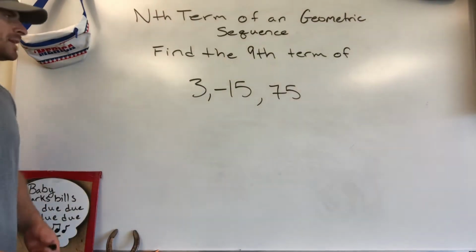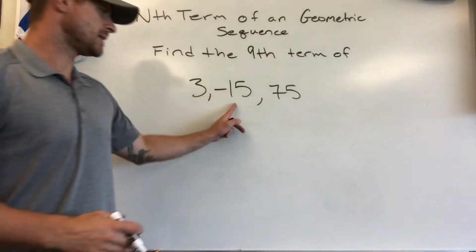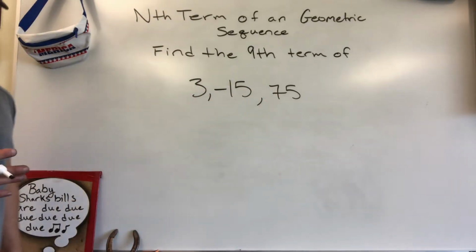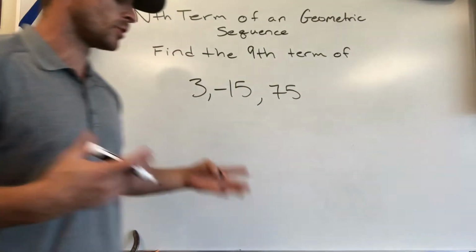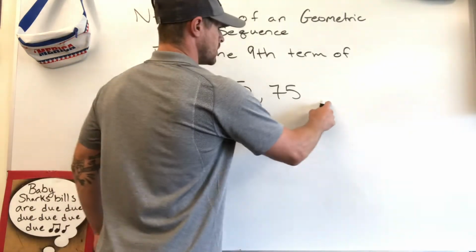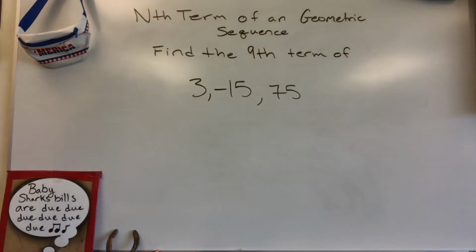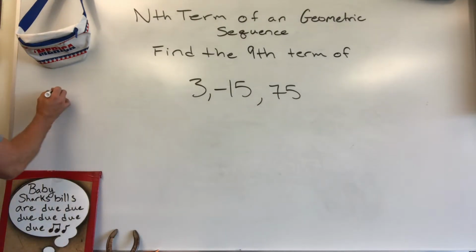All right, we got a geometric sequence here. We're going to be having a common ratio between 3 to get to negative 15 to then get to 75. So the first thing you're going to need to do when asked to find the nth term of this sequence, instead of saying, what's my next one, what's my next one, and going 9 times out, we have a formula that we like to use, and it looks like this.